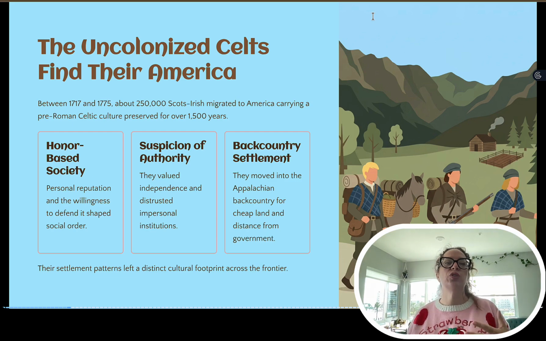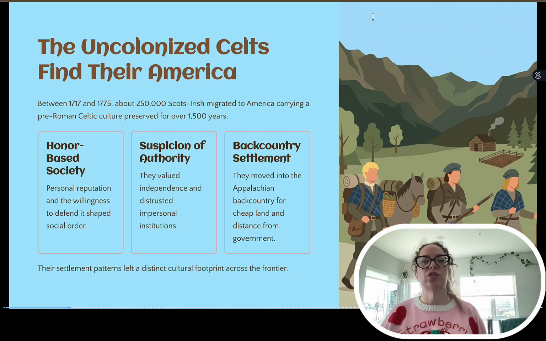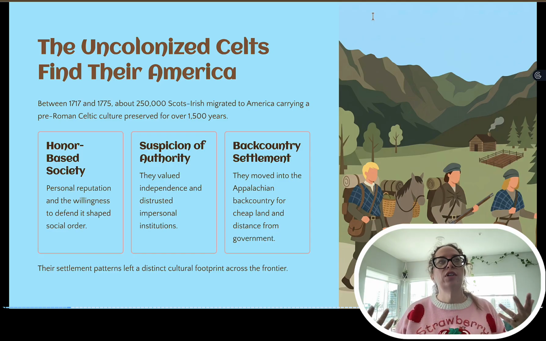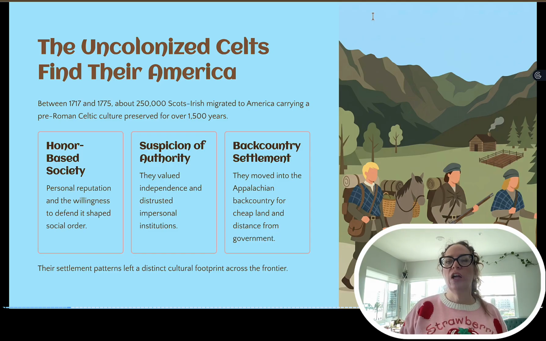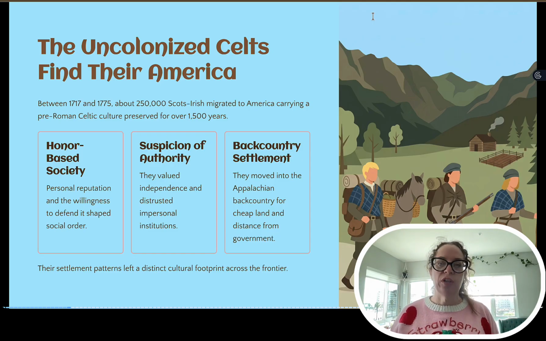I want you to understand who these people actually were, because the way they're usually described, backwards, violent, uneducated, in a way that's true, but it also misrepresents what was happening. So the Scotch-Irish were not behind. They weren't inferior. They were carrying a pre-Roman Celtic culture that their ancestors had preserved intact across millennia because the Romans never came to replace it.